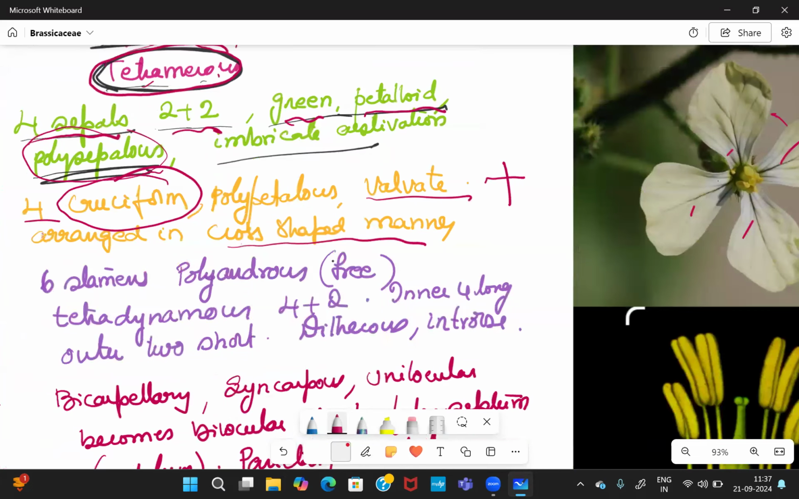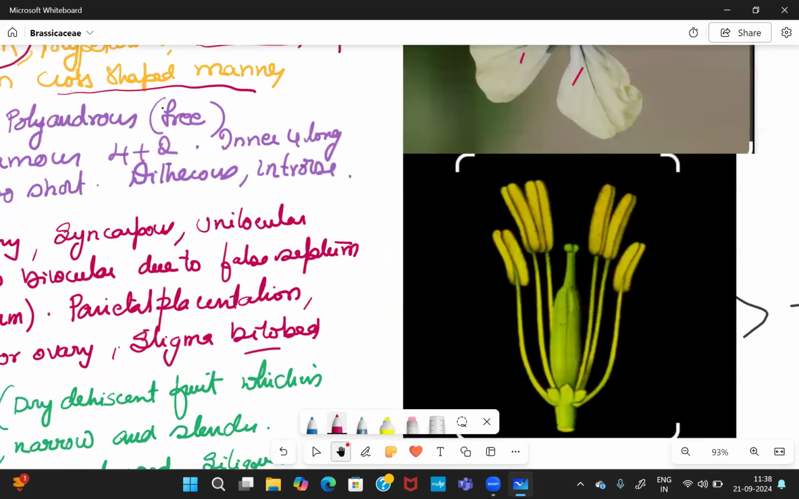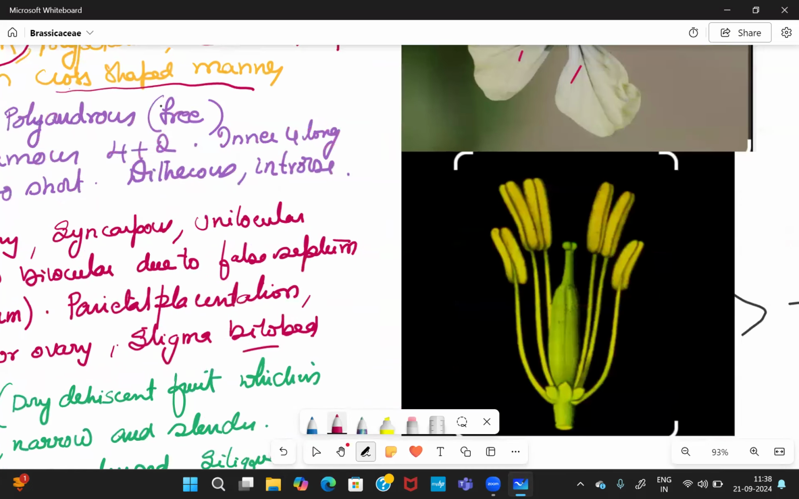When you see the stamens, look here. How many stamens are there? 1, 2, 3, 4, 5, 6. 6 stamens are there. Sir, are all these stamens of the same height? No, different lengths. 4 are the same length, long, and the outer 2 are short. So 6 stamens in a 2 plus 4 condition.